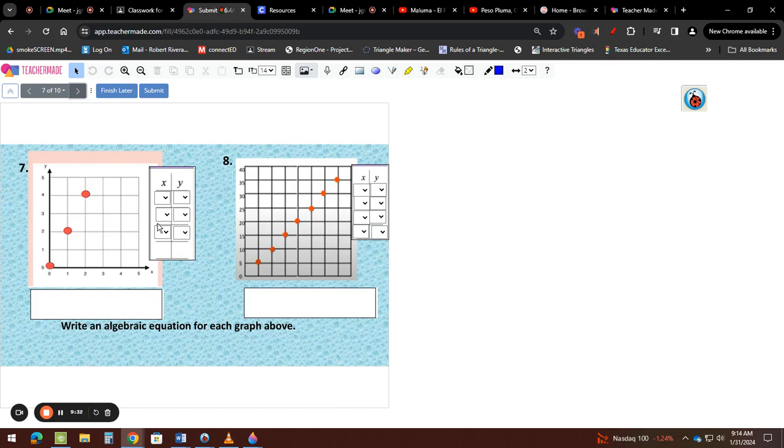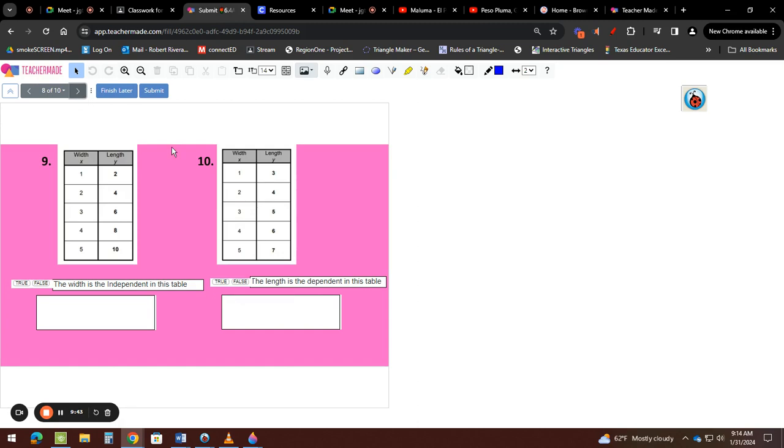Slide 7, you're going to do the same thing at home for 7 and 8. You make your table, transfer it to your journal, make the equation, put in the thing. Same thing with that one. Slide 9 and 10. Let me do slide 9 and 10.